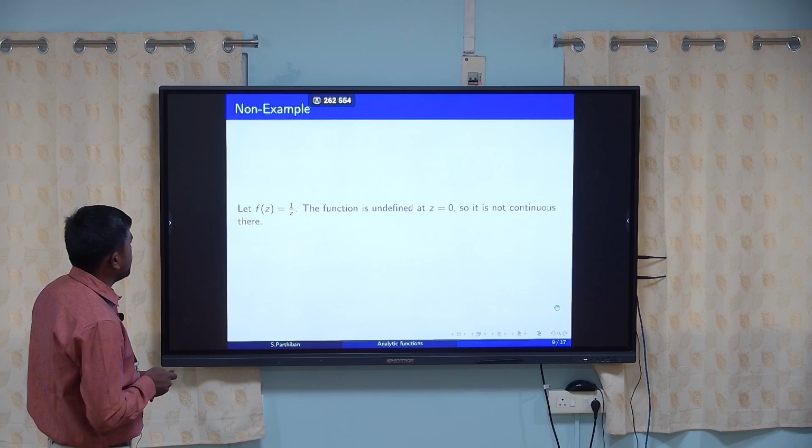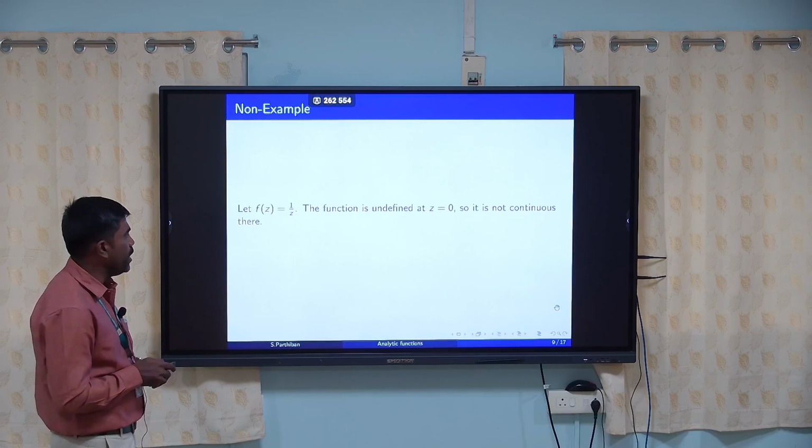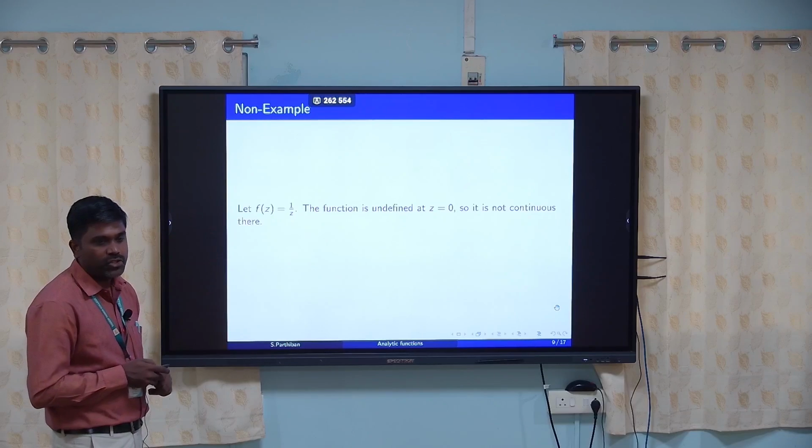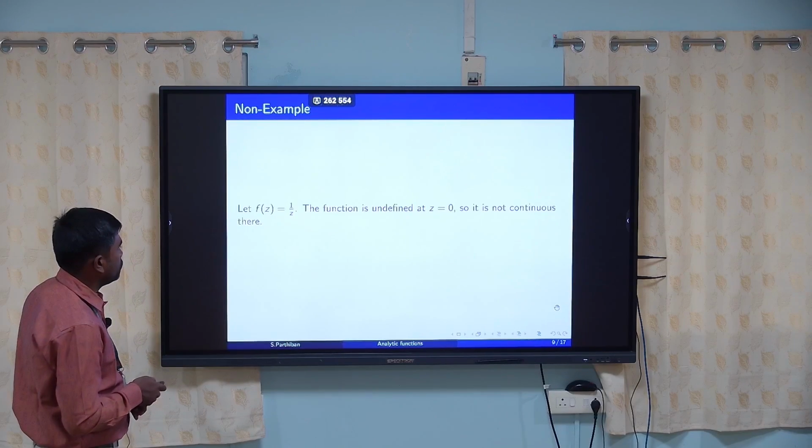Let us see the non-example for the continuous function. Let us take the function f of z equal to 1 by z. The function is undefined at z equal to 0. So the function is not continuous at z equal to 0.